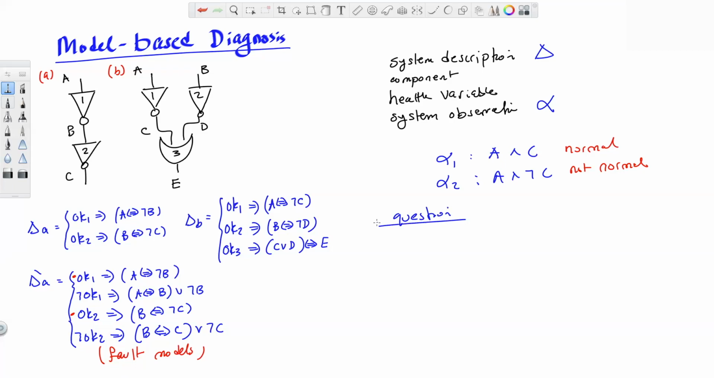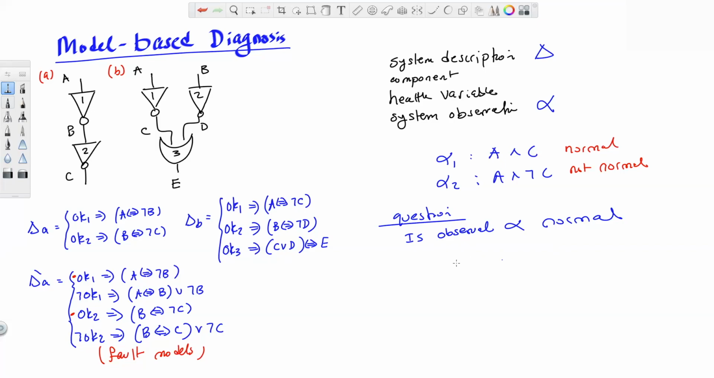The question is, is observation alpha normal? And what do we do? And right, so someone is saying, are we going to observe B? Let's assume now we're not observing B. So we have an observation, let's say about these two guys, it's alpha. The system description is delta.